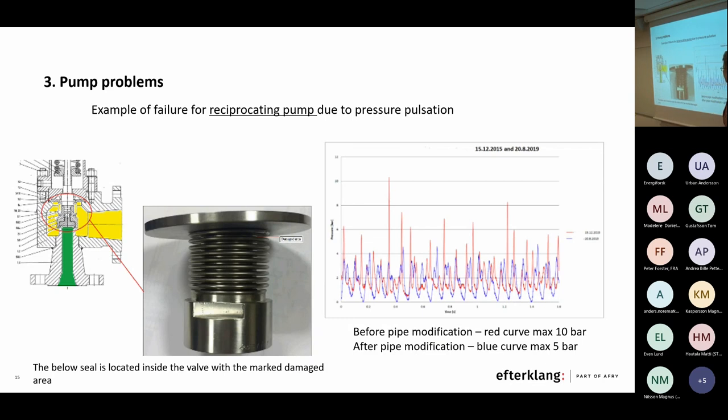Here is an example where you see a valve, and the bellows seal had a damaged area. So it was broken. By investigating this problem, you see before the mitigation, which I've also been talking about, you had about 10 bar peak-to-peak, the red one. But then what they did was that they redesigned the connecting pipe system so it didn't coincide with the resonances, so that you don't get this amplification of excitation. Then it went down to 5 bar instead.